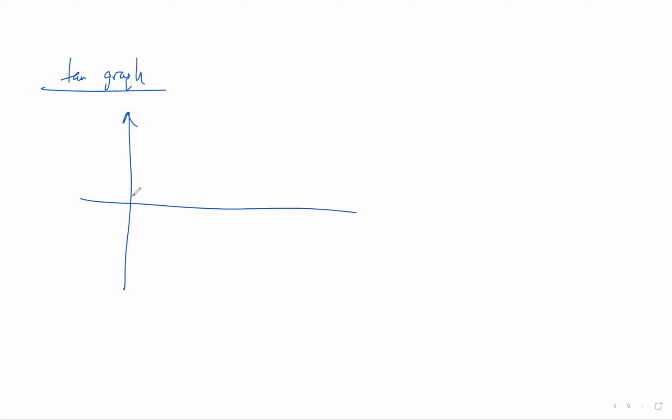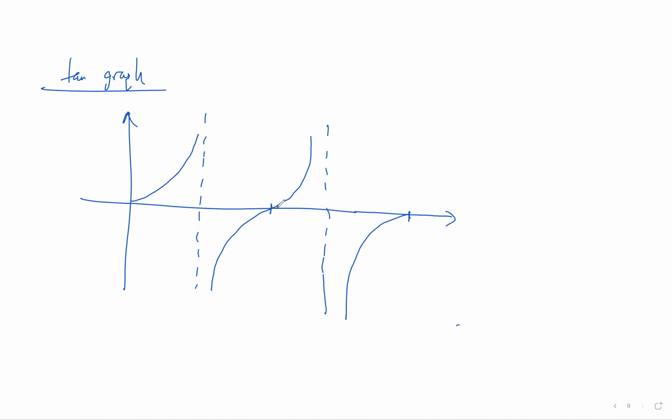Okay, because okay, let's put in all the important points. So this is 360. Okay, this is 180. This is 270. This is 90. Okay, and you have another point here, 45, but it just means that this is always equal to 1.